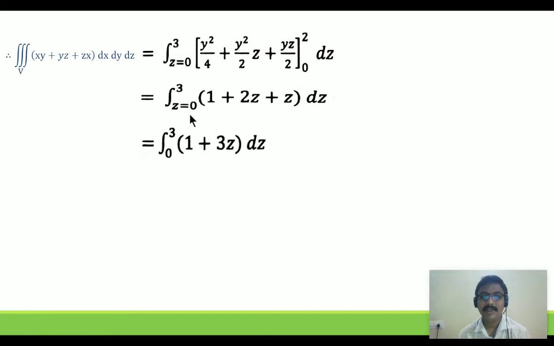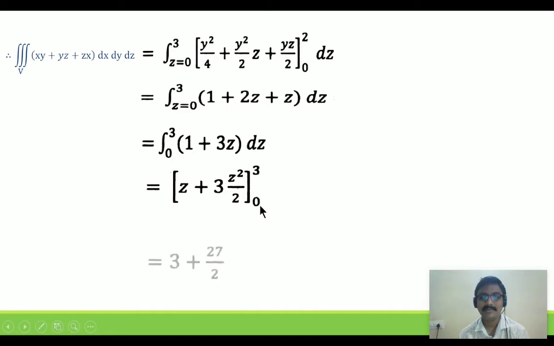Integral 0 to 3, 1, 2z plus z is 3z dz. Now integration for 1 with respect to z is z, 3 constant, z integration is z square by 2. Substituting upper limit as 3 and lower limit as 0. We will have 3 plus 27 by 2. Taking the LCM as 2, 2 3s are 6, 6 plus 27 is 33. 33 by 2 is the required result.